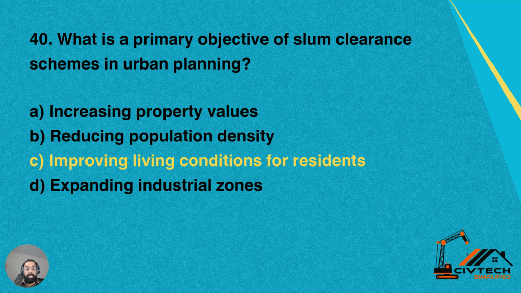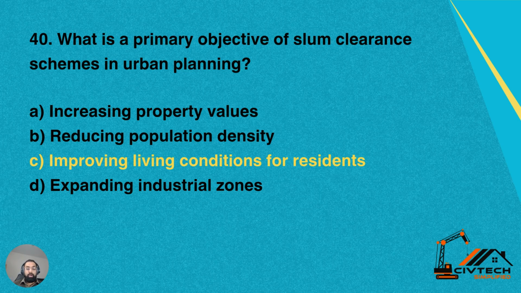So the question was, what is a primary objective of slum clearance? Why do we clear the slums from a town? Number A is increasing property values. Yes, it contributes toward increasing the property value of a town, but that is not the primary objective. Number B, reducing population density. Yes, this is also contributing, but also not a primary objective. The primary objective, option C, is improving living conditions of residents.